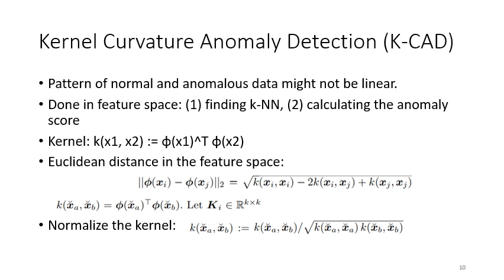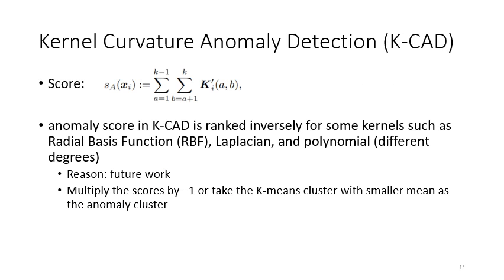We use this in order to find the distances of the points in the feature space, and then we find the kernel of xa hat and xb hat, which was defined previously. So for every point xi, we have a kernel matrix Ki, which is k by k, because we have k neighbors for every point. And we normalize that kernel. Why? Because if you remember in the previous slides, in CAD we had cosine, which was xi transpose xj over the second norm of xi times the second norm of xj. So that inner product was somehow normalized. Therefore, in the feature space, it is equivalent to the normalization of the kernel. So we normalize the kernel as you can see in this formula. Again, this is the formula for the anomaly score in KCAD.